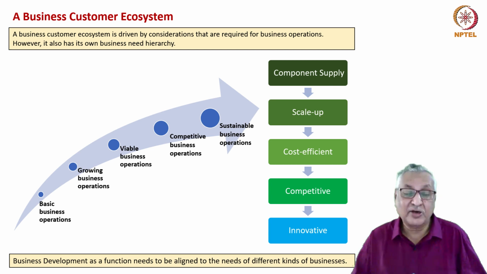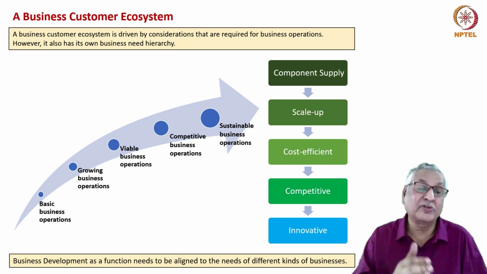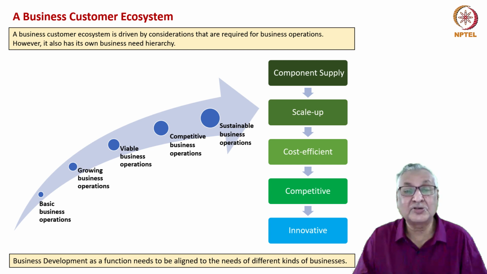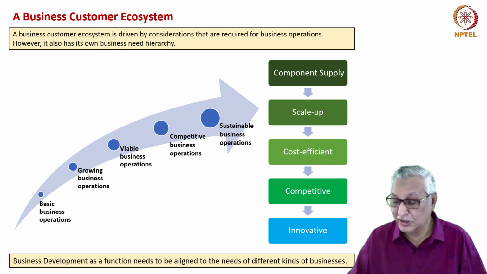Business development as a function needs to be aligned to the needs of different kinds of businesses. The way you develop your firm's business is dependent on the type of business customer and the phase of that particular business customer. So we have seen that individual customers want to fulfill the Dawn hierarchy, and business customers want to fulfill their business growth evolution.